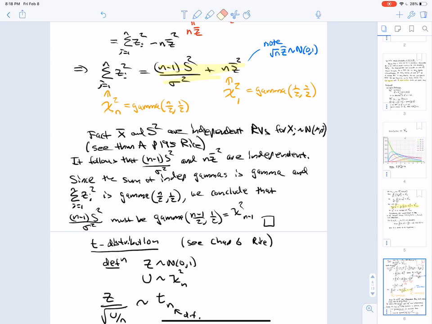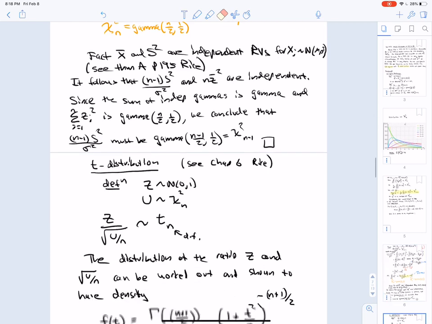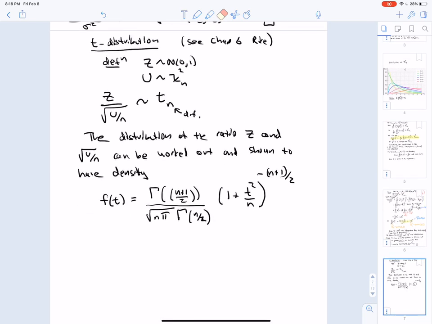And since the sum of independent gammas is gamma and the sum of the zi squares is gamma n over 2, 1/2, we conclude that n minus 1 s squared over sigma squared must be gamma n minus 1 over 2, 1/2, which is chi squared n minus 1. So that shows that. That's the end of what you need to know about chi squared.